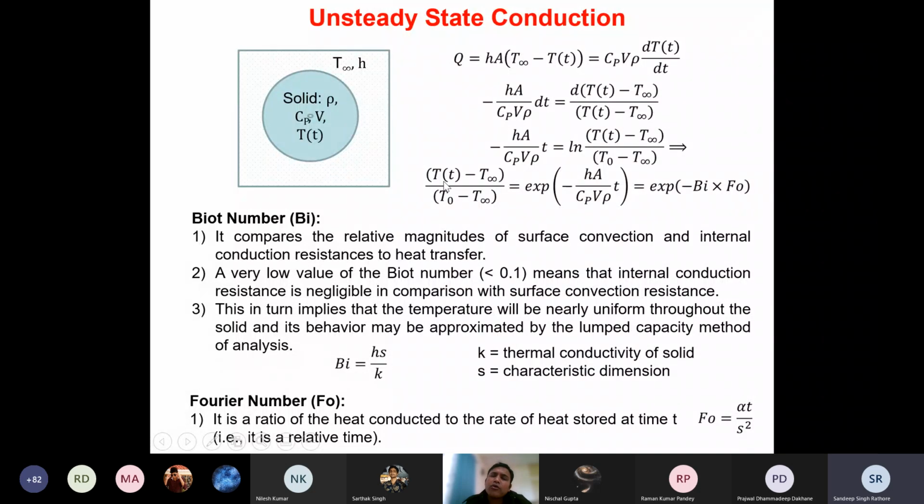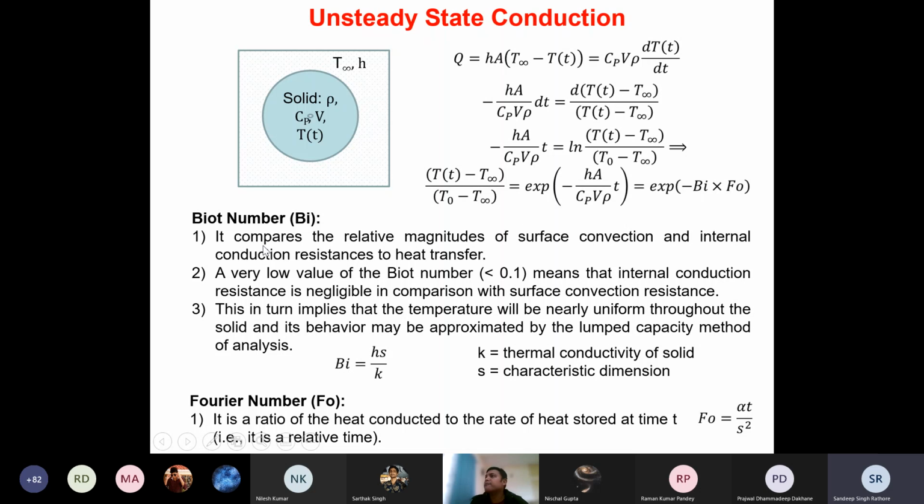So I can find out the temperature of the body at any time t by putting time here and putting all the parameters here. Okay. So this right hand side exponential of minus hA by rho CpV times t, this particular term can be rearranged and can be written in terms of two dimensionless numbers. One is the Biot number and the other one is the Fourier number.